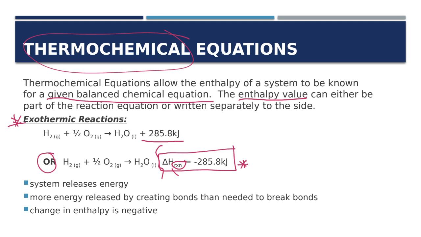And the value here, you're going to notice this negative sign. This is very, very important. Okay, so make a note of this. When you see an enthalpy value that's negative, that negative sign is indicating that that energy is leaving the system. If it's leaving the system, it is on the product side, it is exothermic. So the system releases energy. And why it does this is that more energy is released by creating the bonds of our products than was needed to break the bonds of our reactants. And as a result, the change in enthalpy is a negative value.